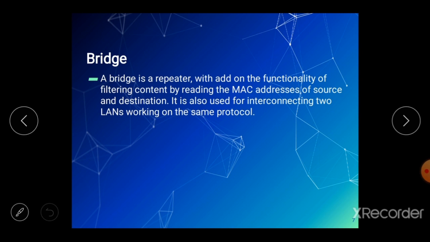And when network A sends data for network B, the bridge checks the destination address, and if it finds that the data is for a different network, it retransmits it. So the bridge filters the traffic on the routes by identifying the address of the information sent by the sender to the receiver.